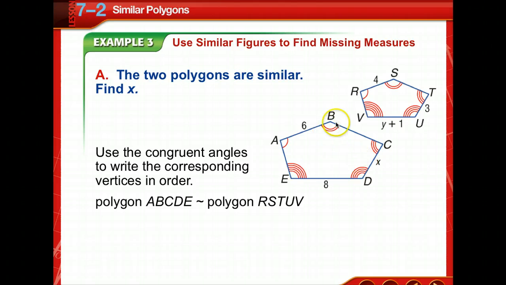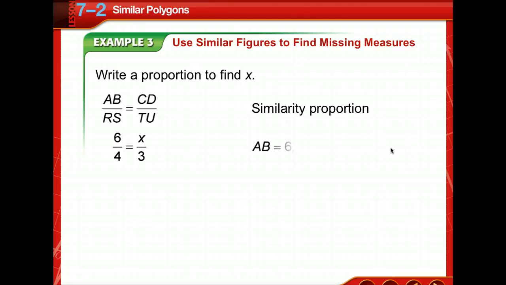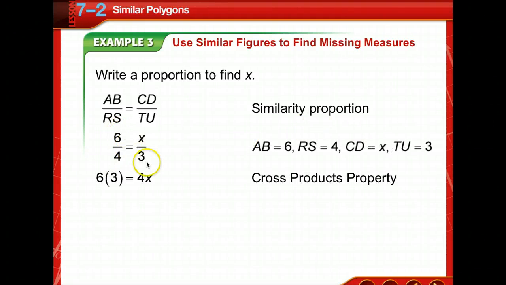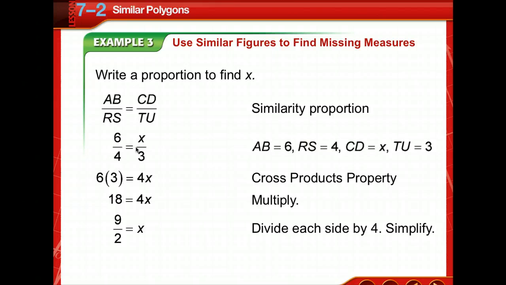All right, so we have 6/4 is equal to x/3. If we started with 6 as our numerator and that as our denominator, this one has to be our numerator and that our denominator. So 6/4 is equal to x/3. Now we're going to use cross products. 6 times 3 is equal to 4 times x, and then simply solve for x. So x is 9/2 in this one.